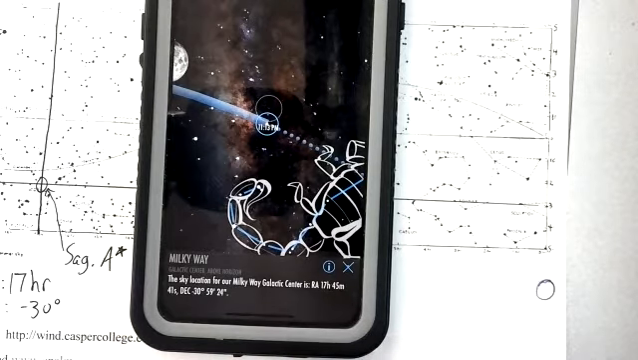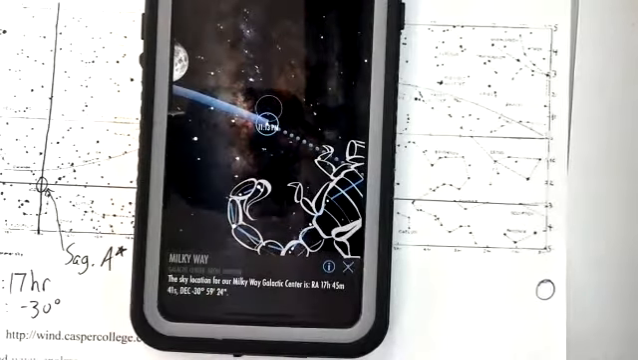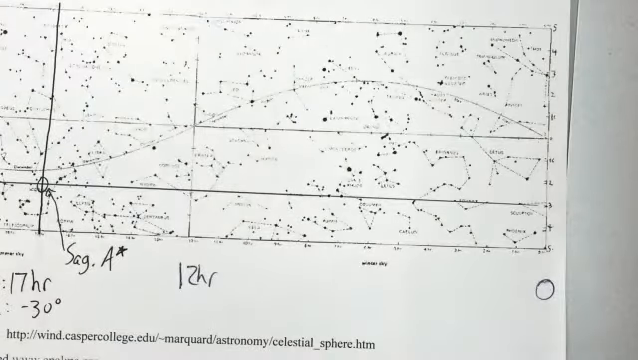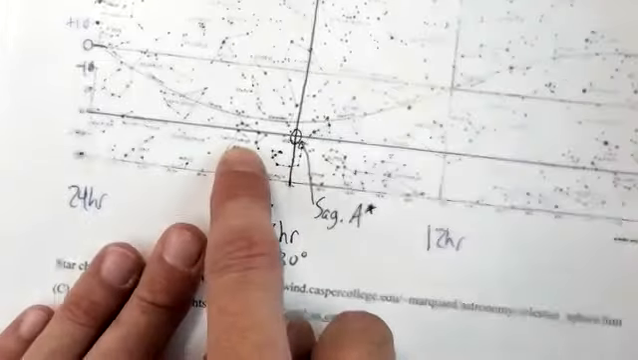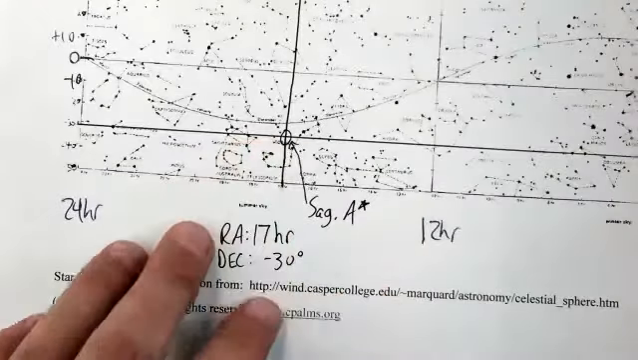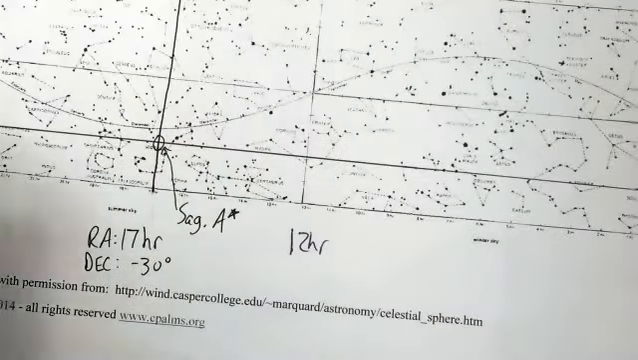And so 17 hours, negative 30 degrees. It's not like I knew that going in, but this is exactly where it's located. That is the position of our Milky Way. And so this lab really does work. It gives you an idea about where the position of Sagittarius A star is located, right around there. Wouldn't you know, it's near the constellation Sagittarius. Sagittarius is an archer whose arrow points towards the center of the galaxy. There's Scorpio right there.